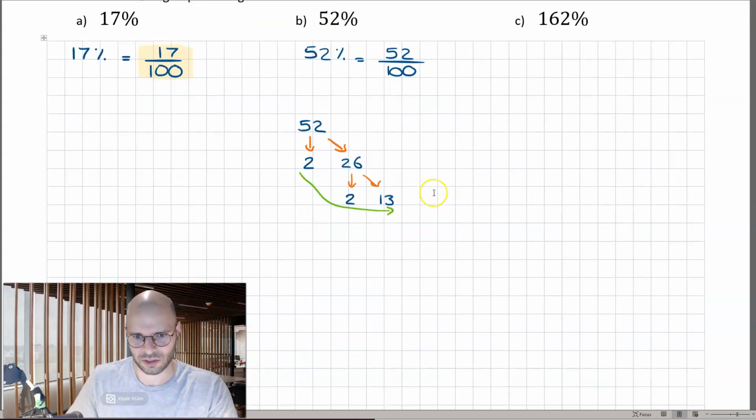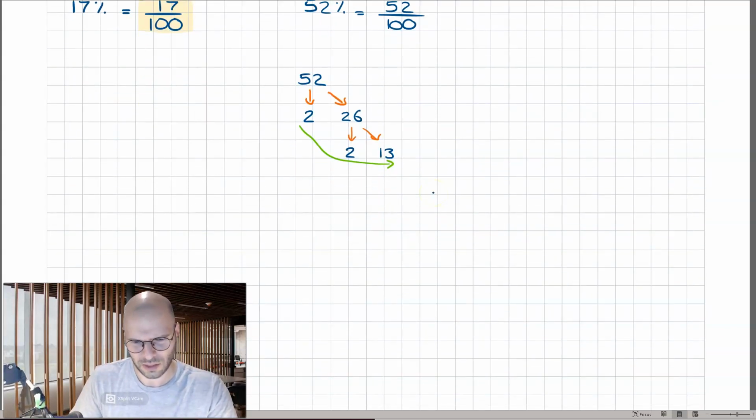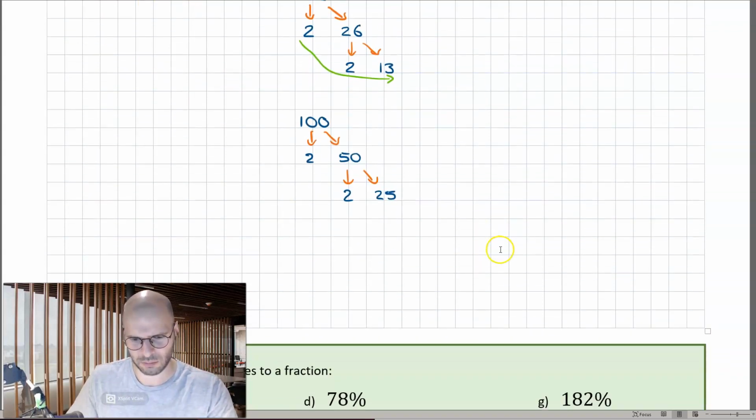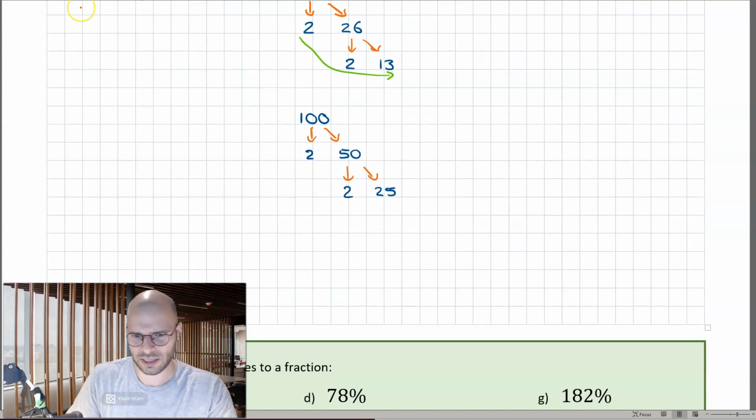Next, we have to process 100. Start off by writing 100. And then we ask ourselves, can we divide 100 by 2? We sure can. It's going to be 2 and 50. Can we divide 50 by 2? Yes, we can. We're going to get 2 and 25. Can we divide 25 by 2? We can, but we'd get a decimal, so we won't do that.